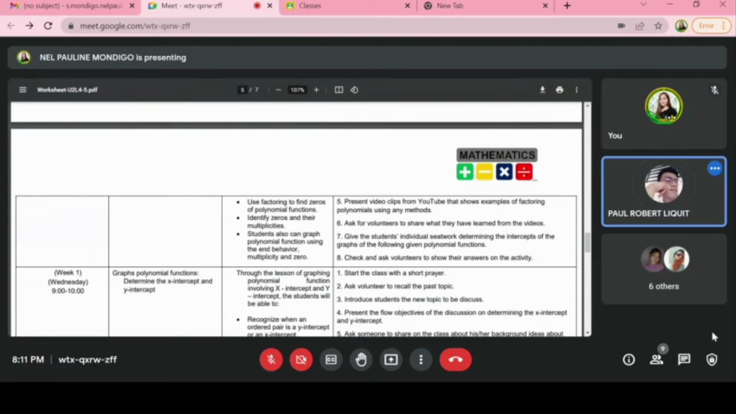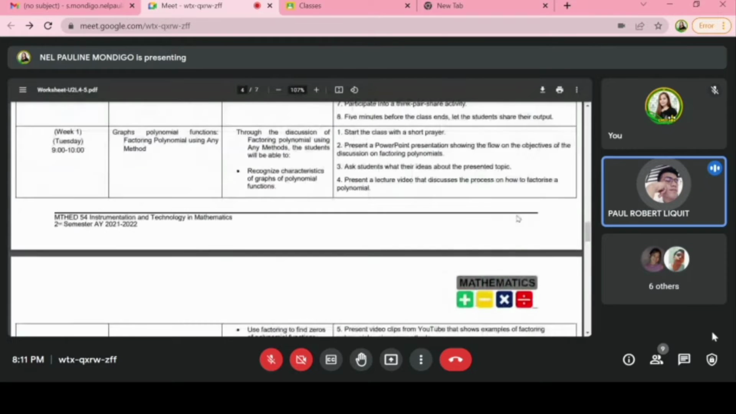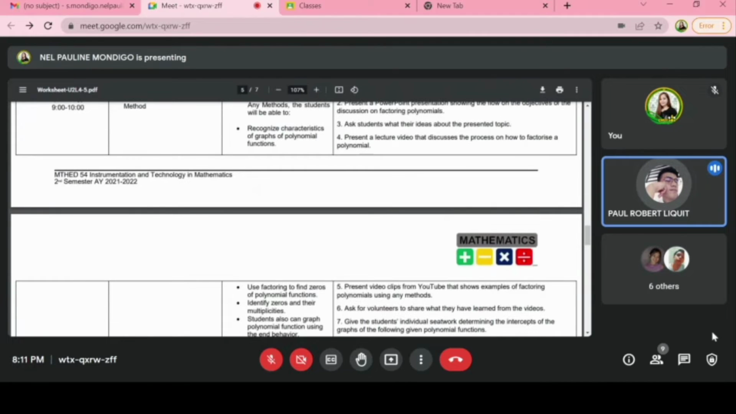First, start the class with a short prayer. Next, present a PowerPoint presentation showing the flow of the objectives of the discussion on factoring polynomials. Next, ask students what their ideas are about the presented topic. Next, present a lecture video that discusses the process of how to factorize a polynomial. Next, present video clips from YouTube that show examples of factoring polynomials using any methods.